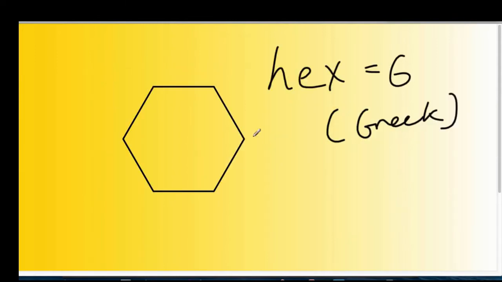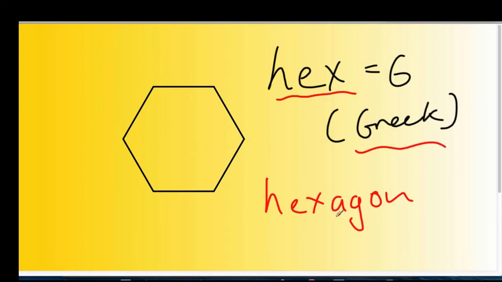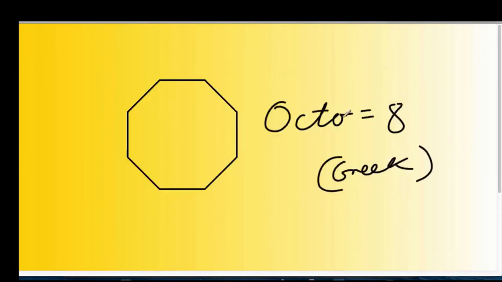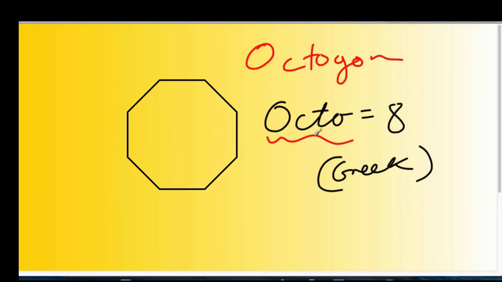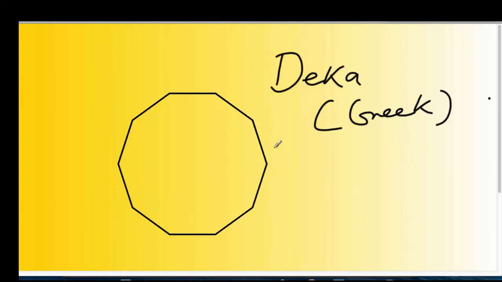Let's look at this one, hex, which is of course a hexagon, and it comes from the Greek word hex, which means 6. Okay, a 6-sided shape is a hexagon. Let's look at the octagon here. Octo is Greek and it means 8 sides, and if you count those up, it's got 8 sides there.